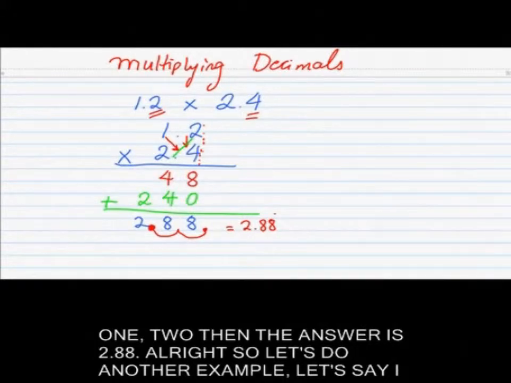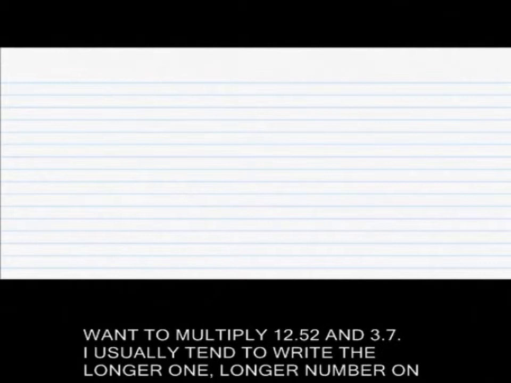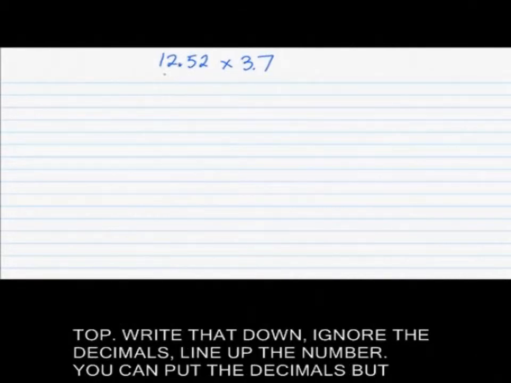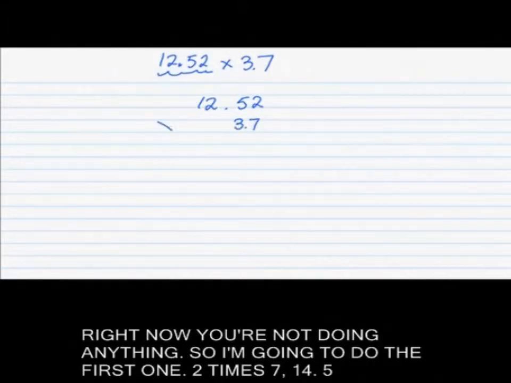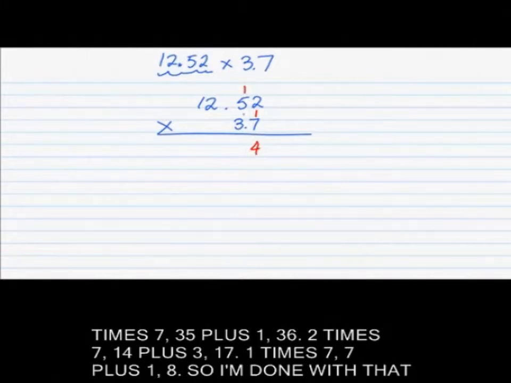Alright, so let's do another example. Let's say I want to multiply 12.52 and 3.7. I usually tend to write the longer number on top. Write that down, ignore the decimals, line up the number. You can put the decimals, but right now you're not doing anything. So I'm going to do the first one. 2 times 7, 14. 5 times 7, 35, plus 1, 36.